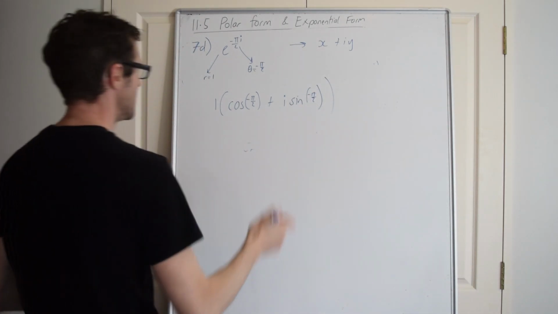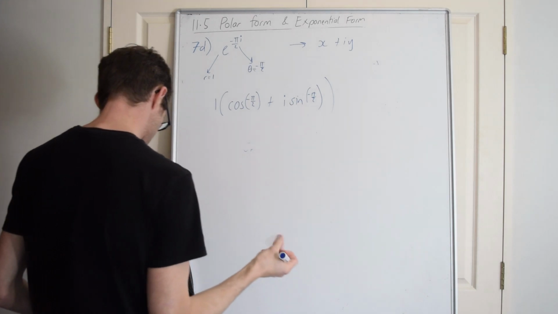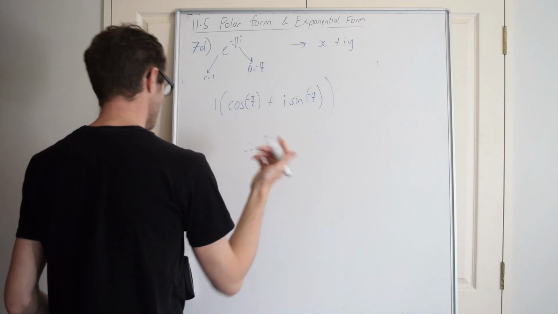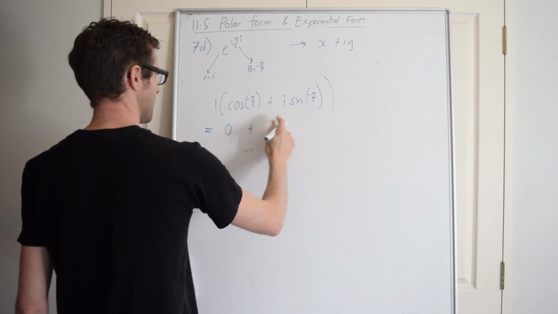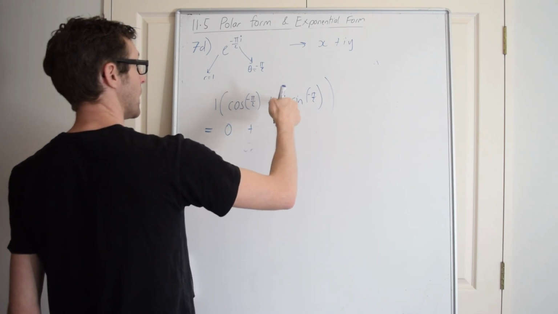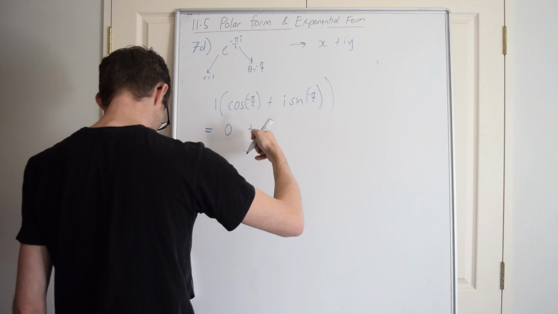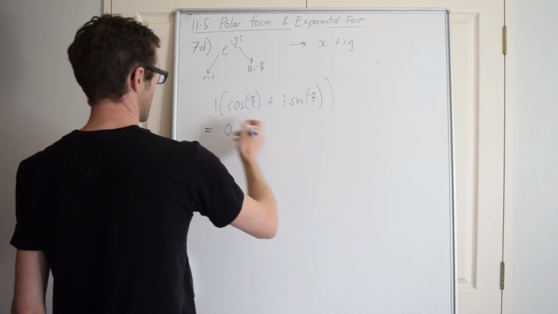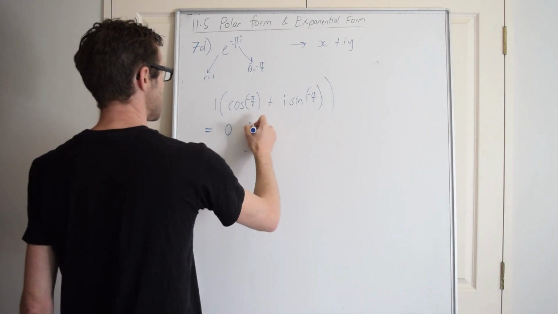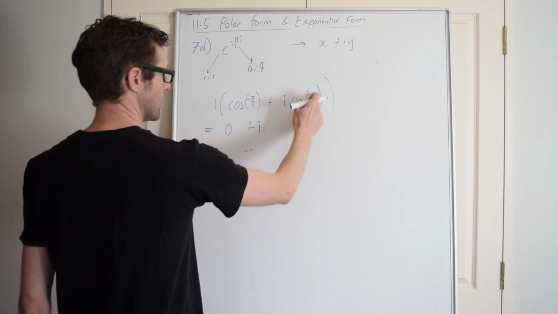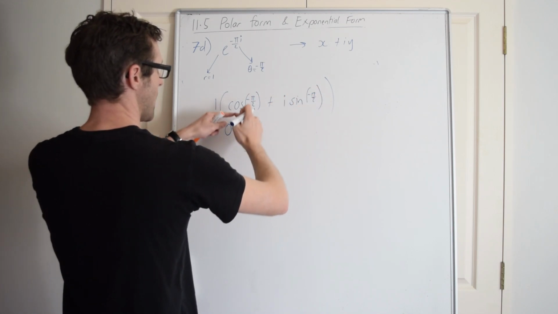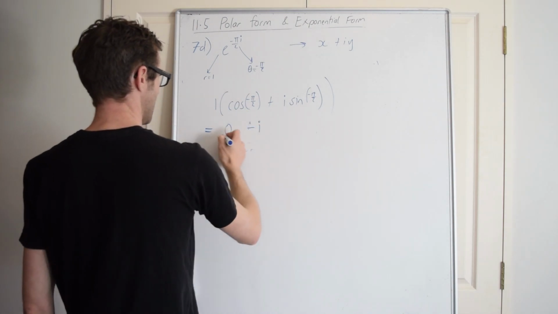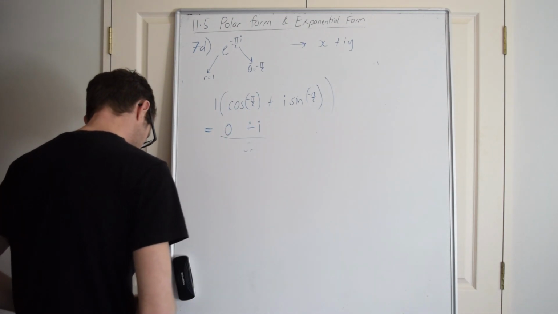What have we got here? Cosine of negative pi over 2 is giving me a 0, so that is equal to 0, and then sine of negative pi over 2 is negative 1, negative 1 times 1, so this will be negative i. Negative 1i times 1 is just negative i, and that's in Cartesian form.